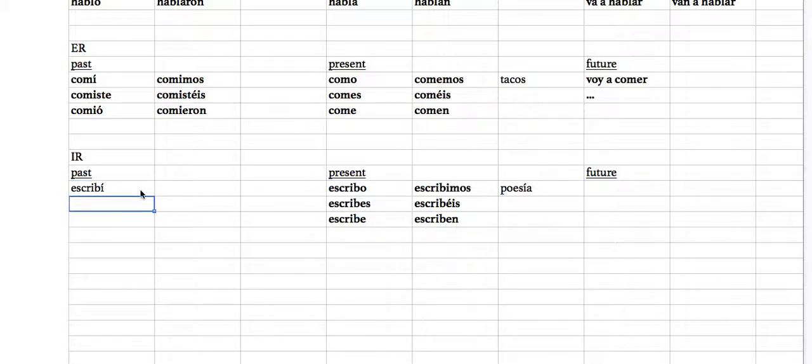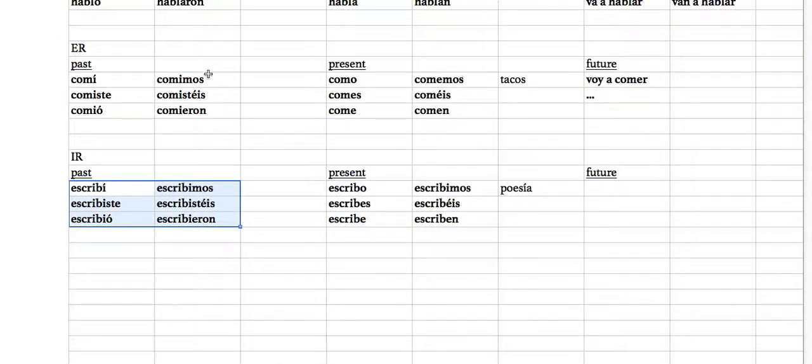Escribí is for the past. I wrote poetry. Escribí poesía. Escribí un poema. Escribiste. Escribió. Following the same as ER. Think of ER and IR as in the same family in a lot of places. Escribimos, escribisteis, and escribieron. Okay, and then of course over here, so if I highlighted these, you'd see a lot in common. Comieron, right? Escribieron, and so forth. And then of course, voy a escribir, vas a escribir, va a escribir, vamos a escribir, vais a escribir. And so on and so forth.